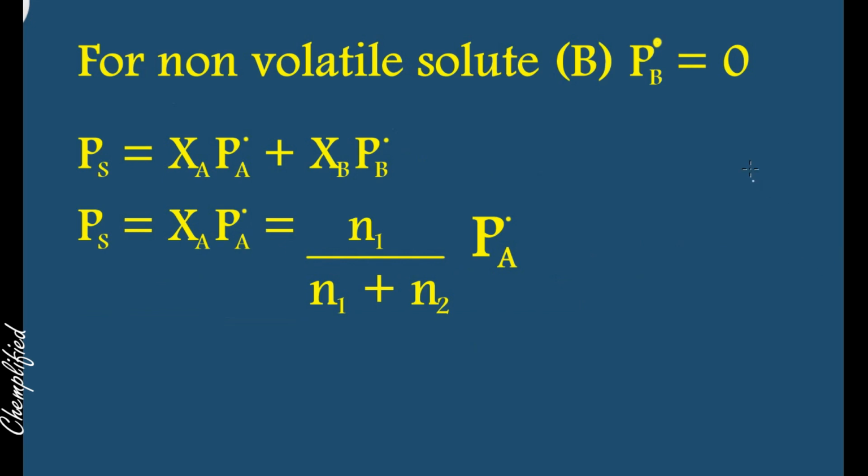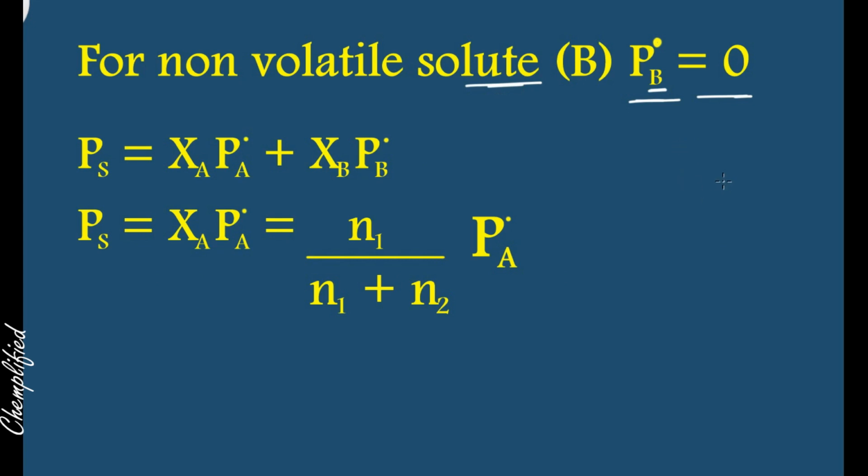Let's move ahead. For a non-volatile solute, PB naught is equal to 0. This is important. Why is PB naught equal to 0? What is PB naught? PB naught is the vapor pressure of the pure component. In our case, we are talking about component B, the non-volatile solute. What is the non-volatile solute? Which does not want to evaporate. That's why, since the solute is not trying to evaporate or is not easily vaporizing, its vapor pressure in pure state will be equal to 0.